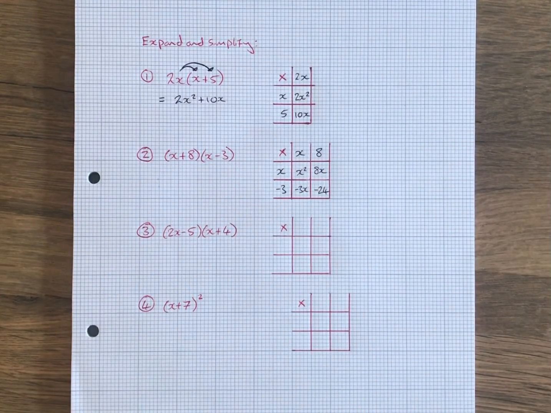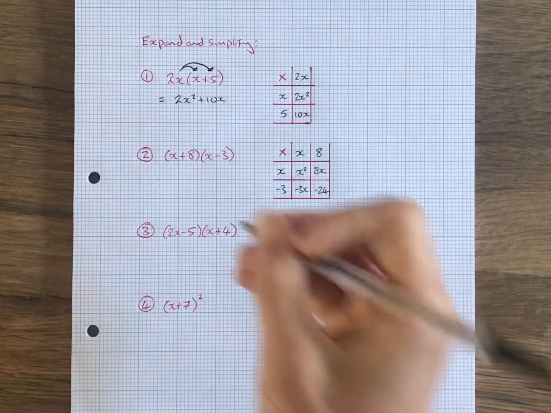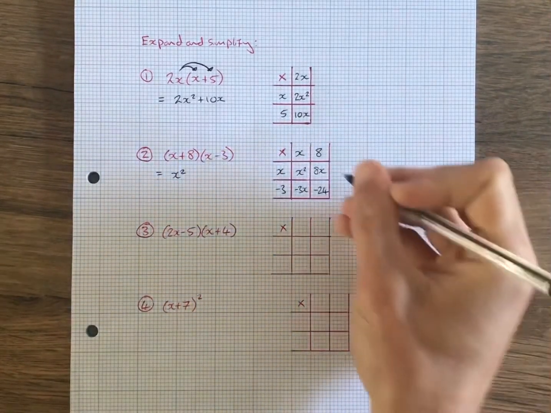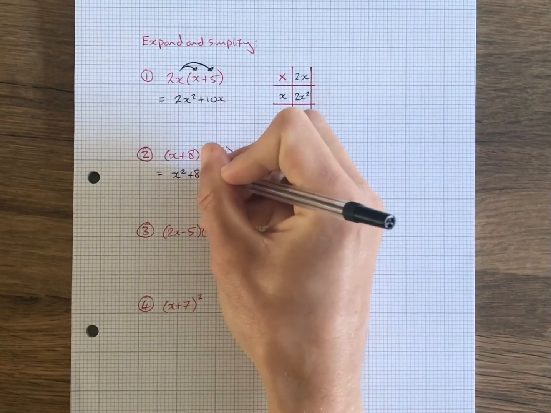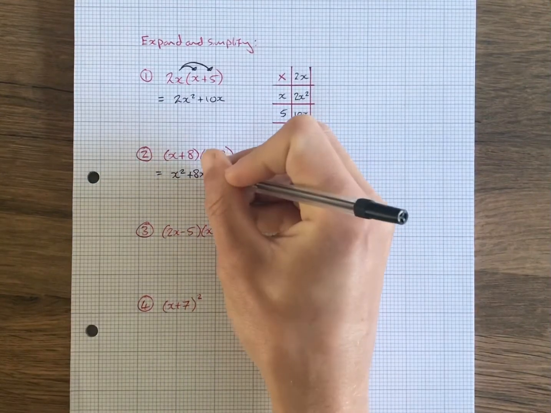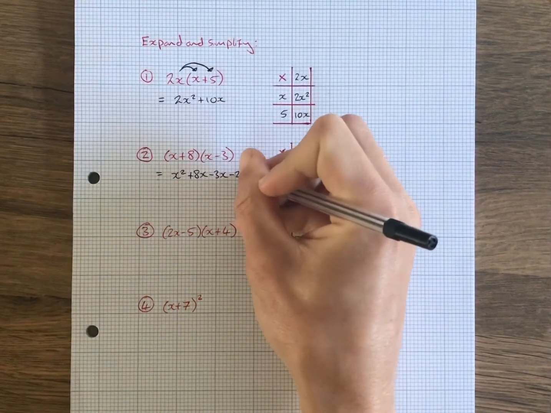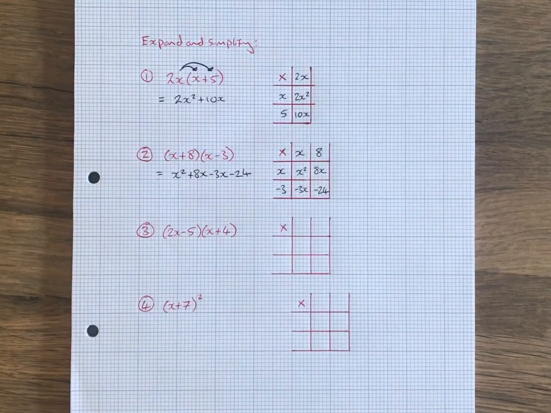So this time we've got 4 terms in the middle that we're going to need to add together. So let's write this out underneath here. So we've got x squared plus 8x because it's positive. Take away 3x because that's negative, and take away 24 because that's negative. So that's what we've got.